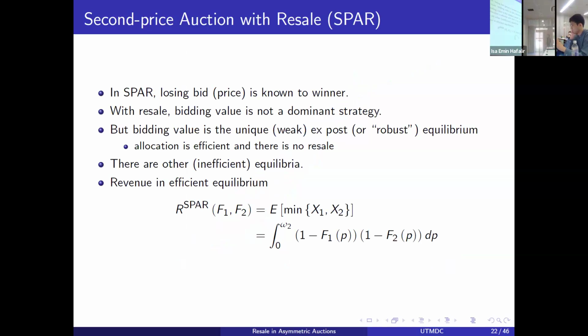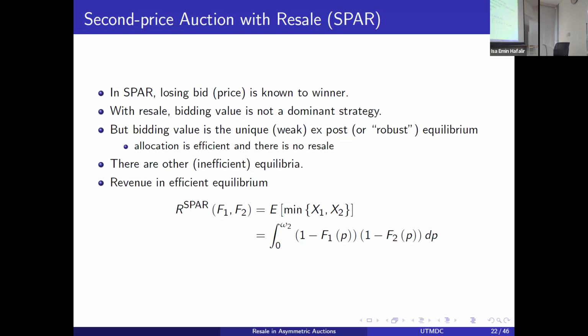So now let's talk about second price auctions with resale. As mentioned earlier, you asked what is known in a second price auction. The losing bid is naturally known, because when you participate in a second price auction, the auctioneer charges you the second highest bid, right? So the losing bid is known.